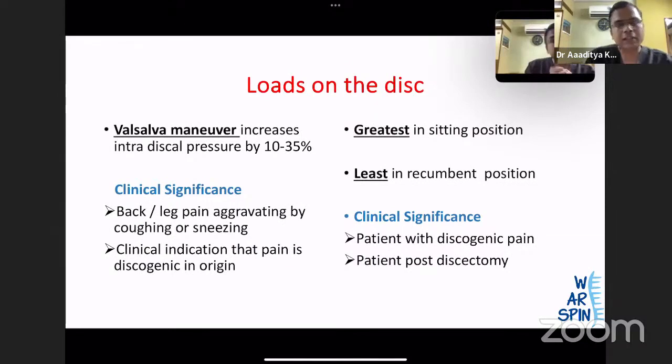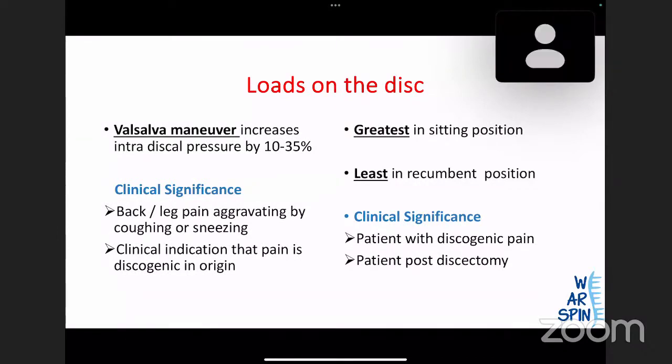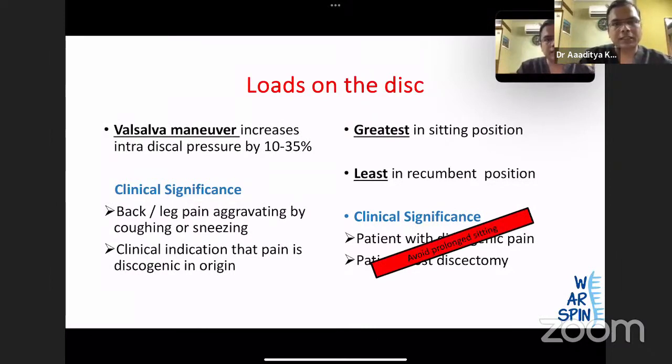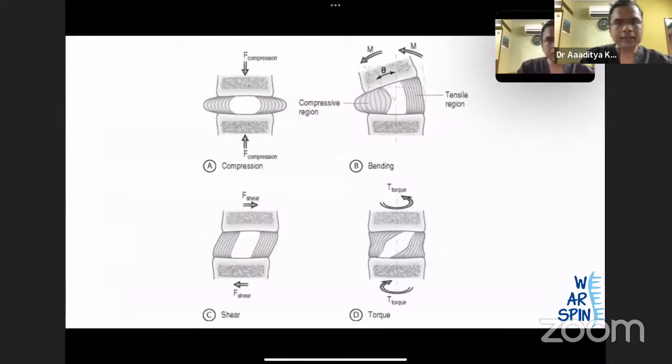Next. So it has been seen that if we apply the Valsalva maneuver, the disc pressures are high. It goes around 10 to 35% higher than normal, and the clinical significance of this is that whenever patients say that on sneezing and coughing they get radiating pain down their legs, it is because of this phenomenon. Also, of all the positions, sitting is the position where the disc pressures are highest, and least in the recumbent position. That's the reason why, for patients with discogenic pain and post-discectomy, we tell patients not to sit for long duration.